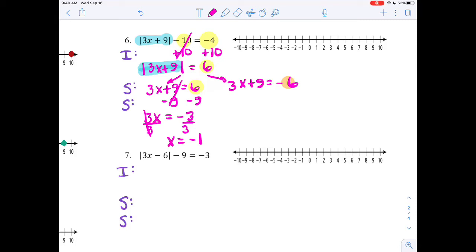On the second equation, we're going to do the same thing. We're going to subtract 9 from both sides. And that leaves us with 3x is equal to negative 15. And then dividing both sides by 3, I end up with x is equal to negative 5. I can plot both of these points, negative 5, negative 1.